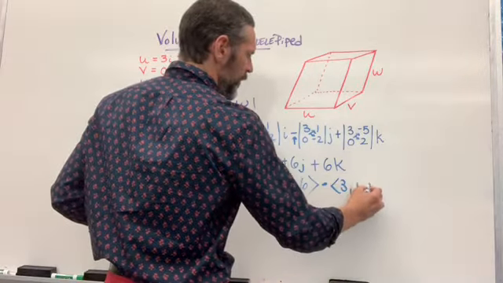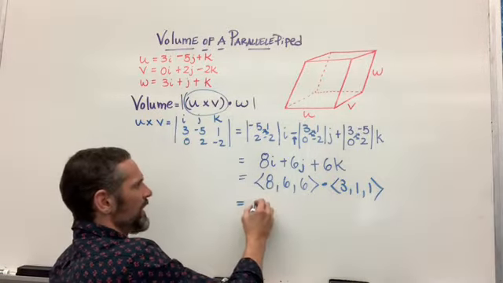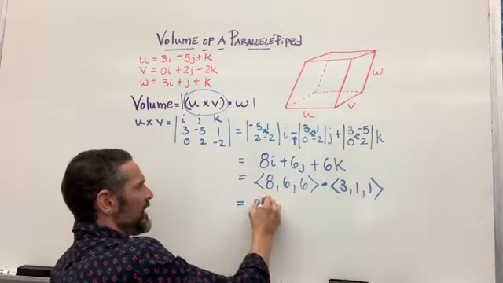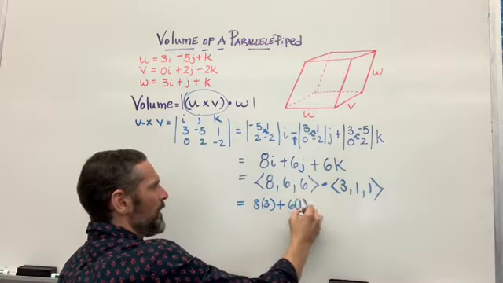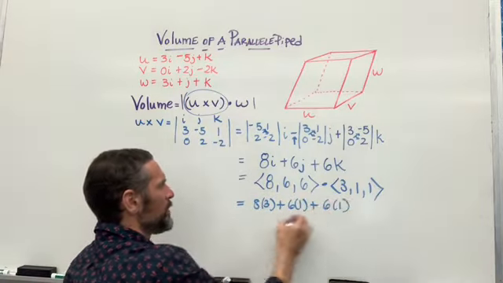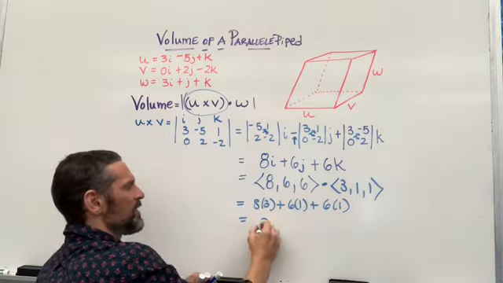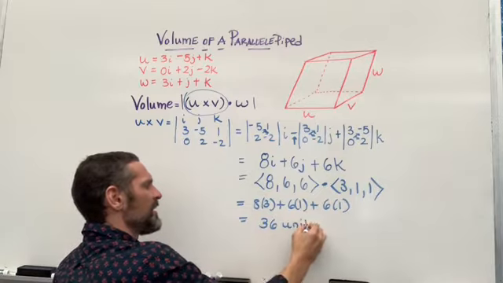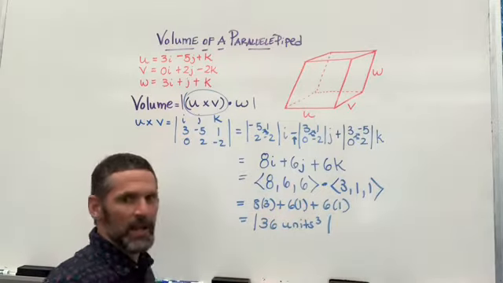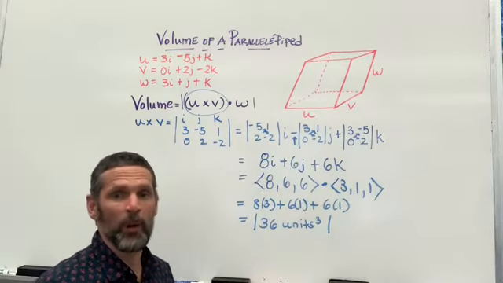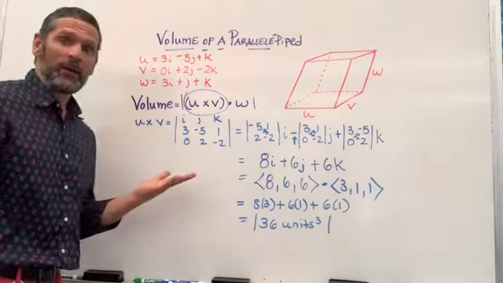Remember, when you're taking the dot product, it's x component times x component. So that's 8 times 3 plus y component times y component plus z component times z component, to give us 24 plus 6, which is 36 units cubed. Now, this came out positive, but I would want to take the absolute value of that to report my answer as positive always. It wouldn't matter which way I had chosen.